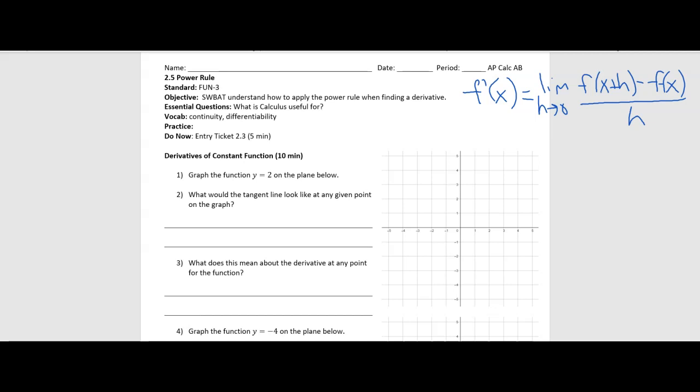Now, this will work, but sometimes the algebra can get a bit messy. Today I'm going to show you a much easier technique that works for specific types of functions. So let's get into it.